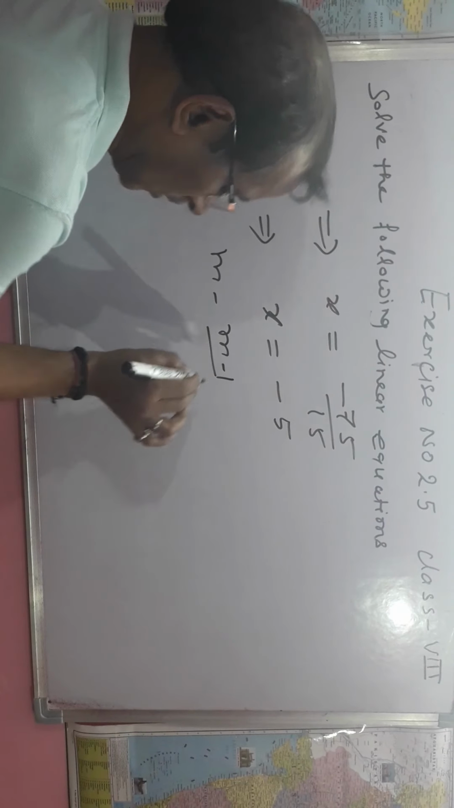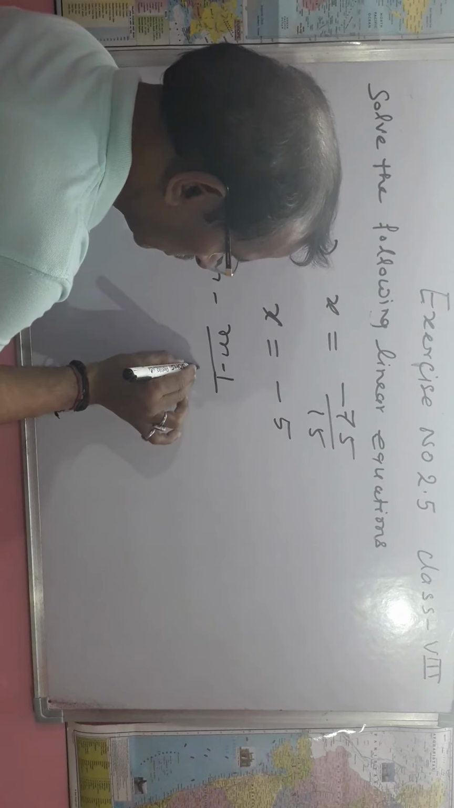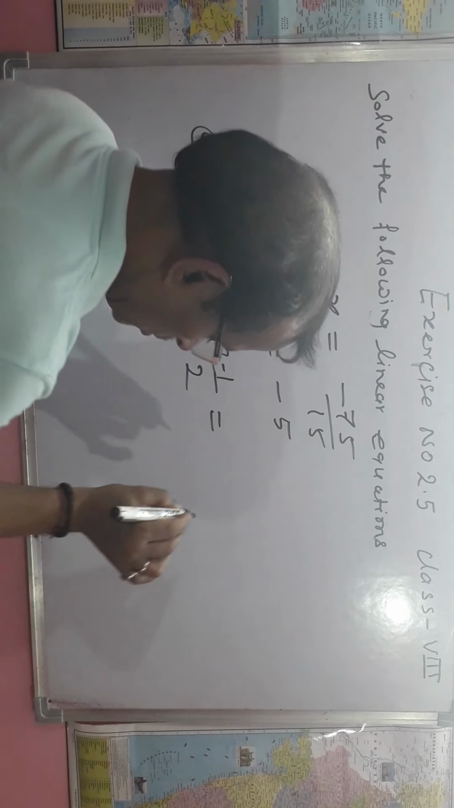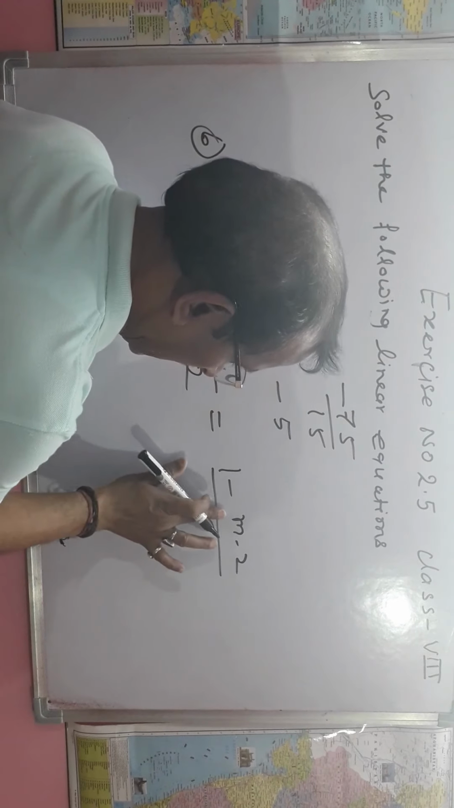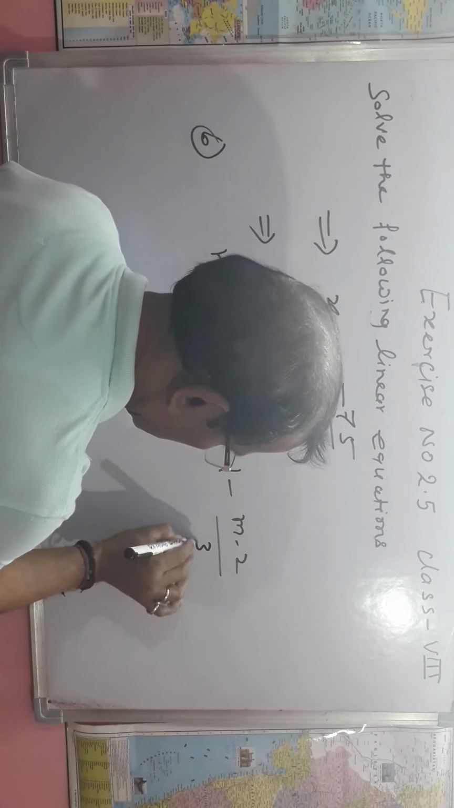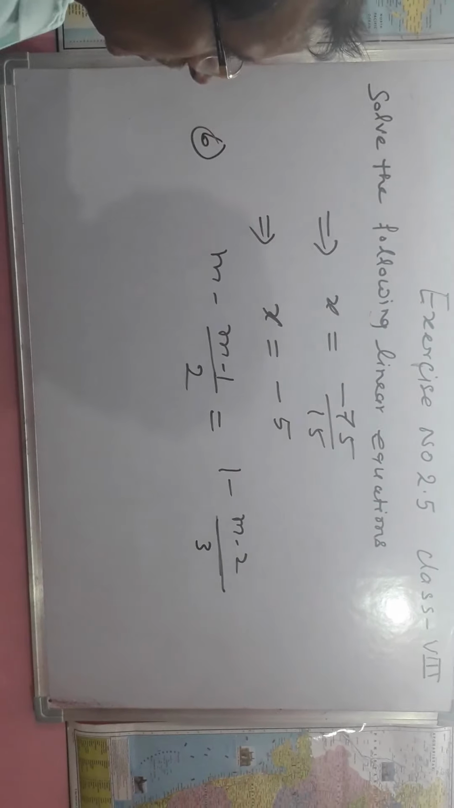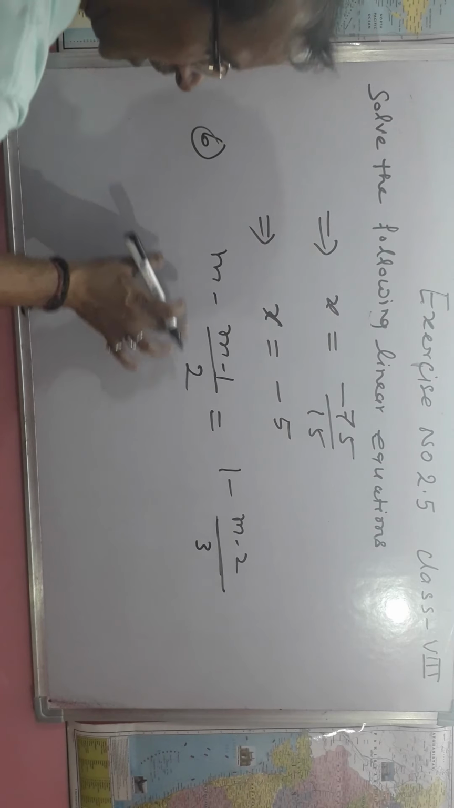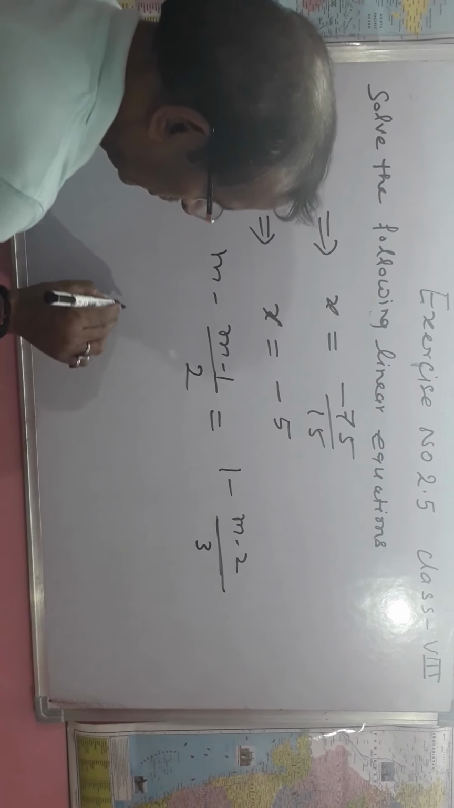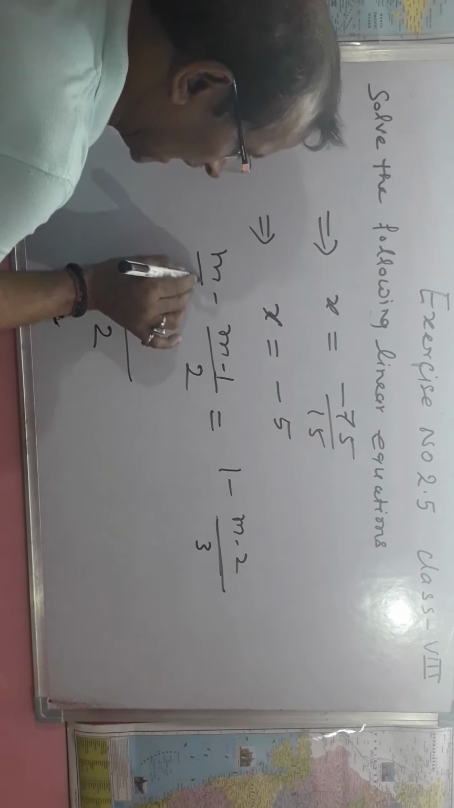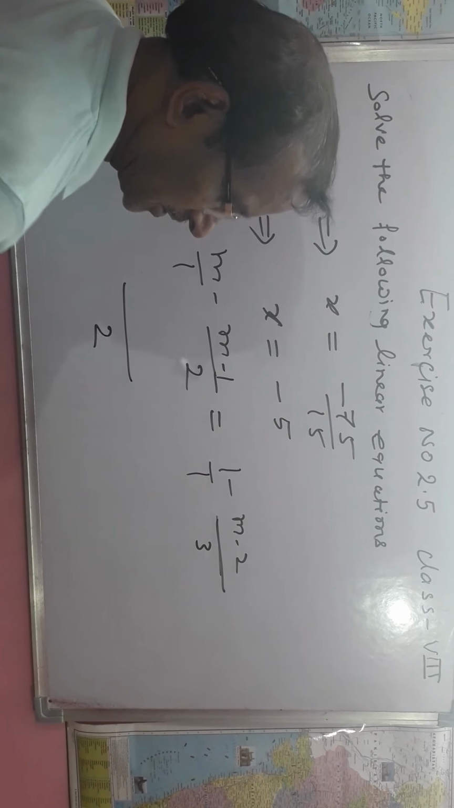The 6th question is m minus 1 upon 2 is equal to 1 minus m minus 2 upon 3. Then in this question also we can solve by taking the LCM on both the sides. Now we take LCM 2 and we put 1 in the denominator.